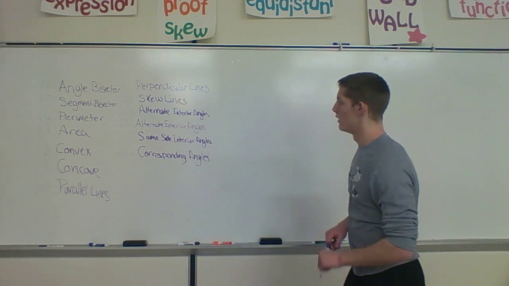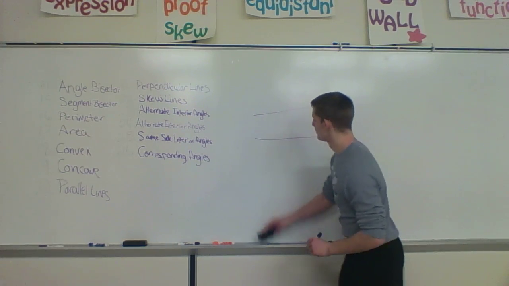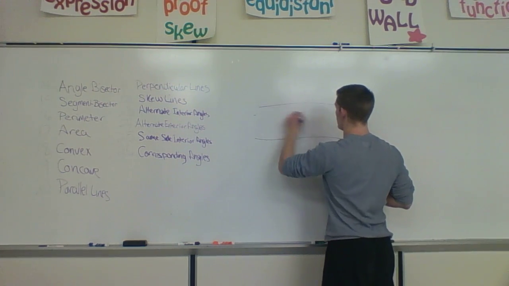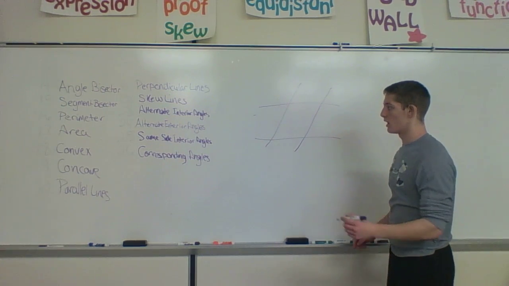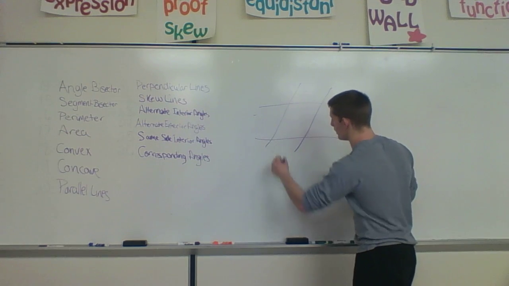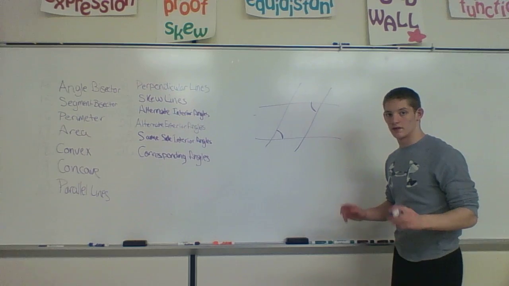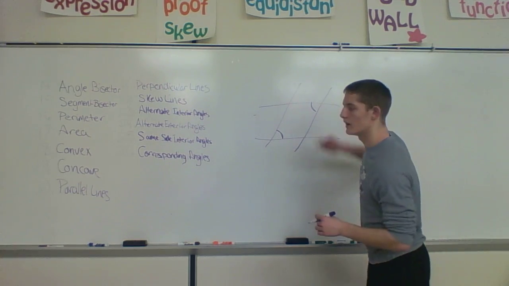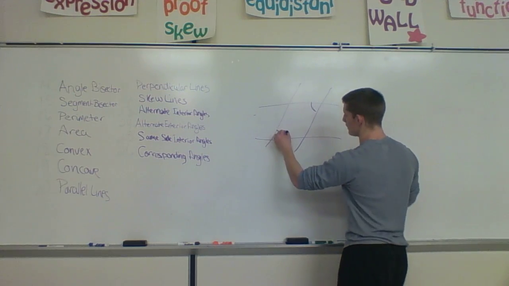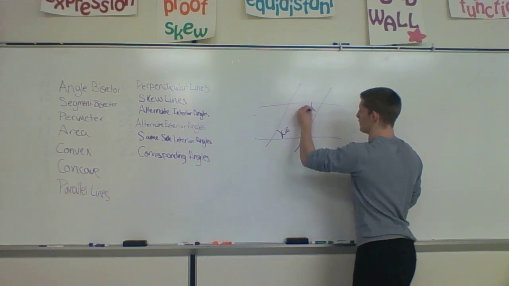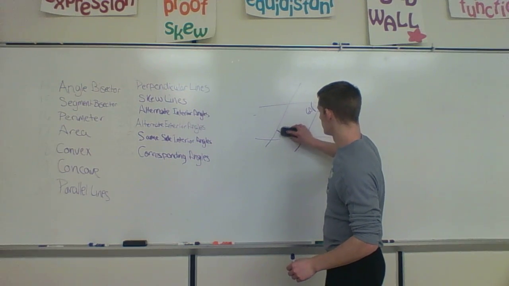Next, we have alternate interior angles. Say you have a transversal. Alternate interior angles would be like this angle right here and this angle right here. They have the same measurement, but they're on the opposite sides of the inside of the transversal. So this is 60 and this is 60. Here you have the alternate interior angle.